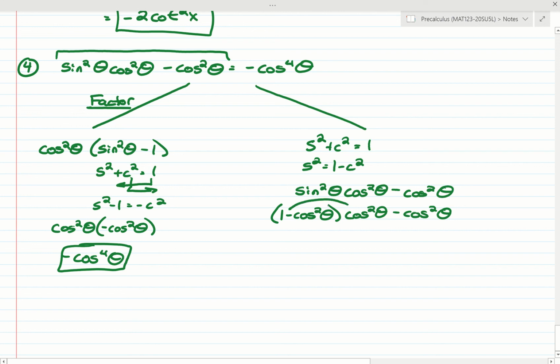And we could distribute here. This would turn into cosine squared of theta minus cosine to the 4th of theta minus cosine squared theta. These would cancel, giving us just negative cosine to the 4th of theta, which is what we wanted.